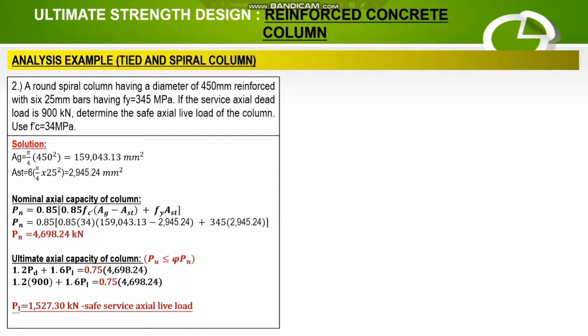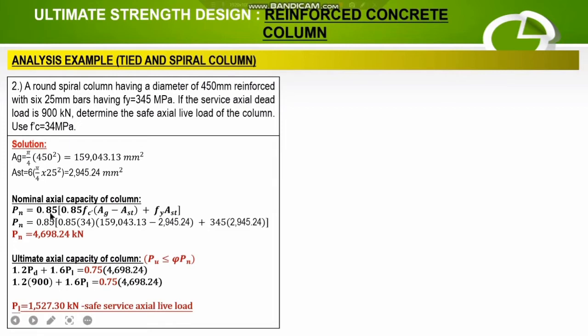Then our steel reinforcement area, AST, equals 6 times pi over 4 times 25 squared, which equals 2,945.24 mm squared. Then we will solve for the nominal axial capacity of the column, our P sub n. So P sub n is equal to 0.85 times the quantity of 0.85 Fc prime times the quantity of Ag minus AST, plus Fy AST.